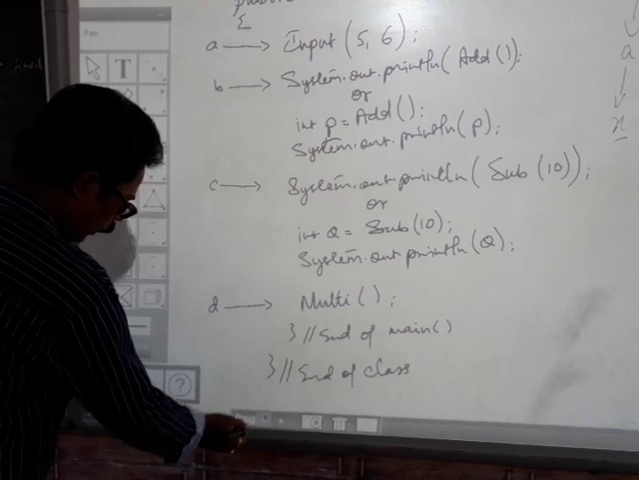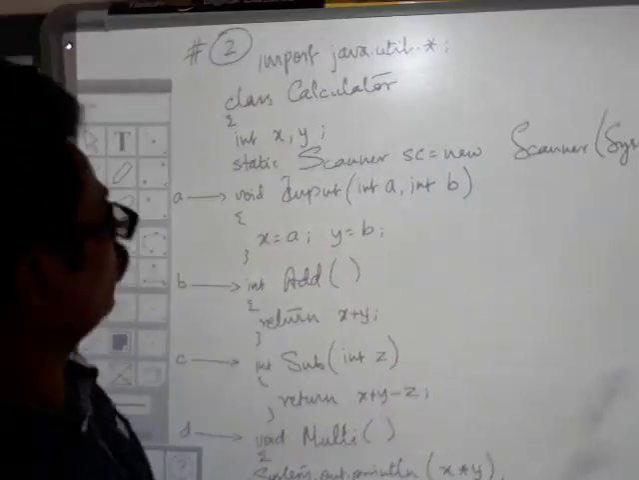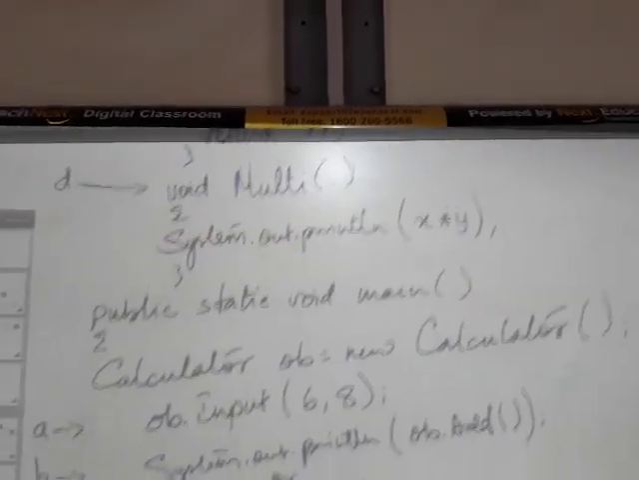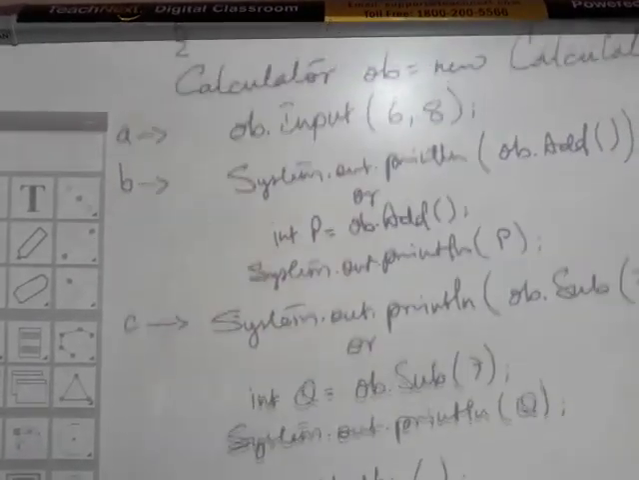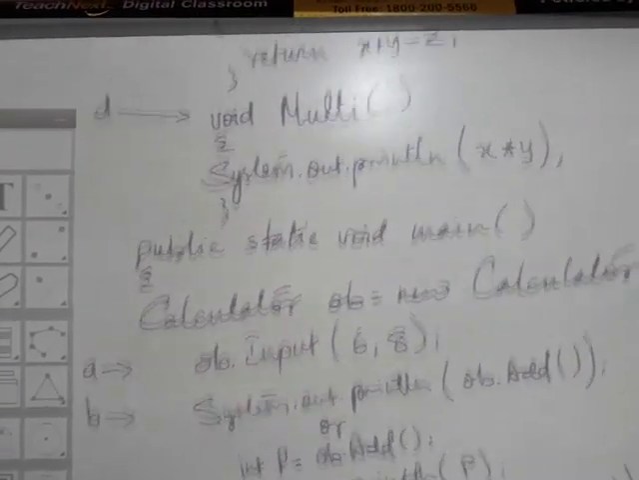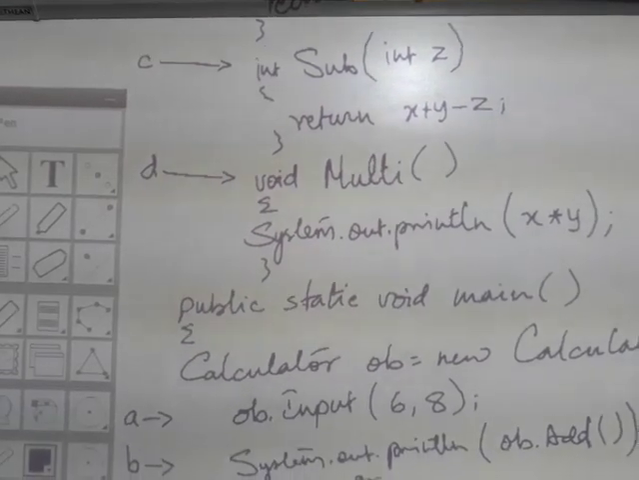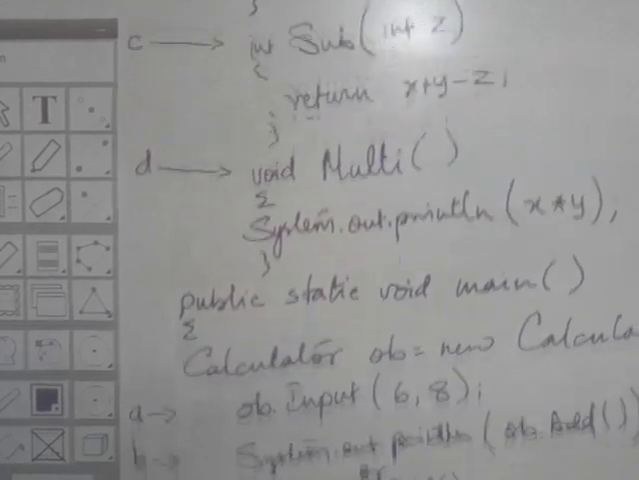Then we move on to the next one. Now in this case, if you notice, here we have the same class with the main function and with object creation in the same class.